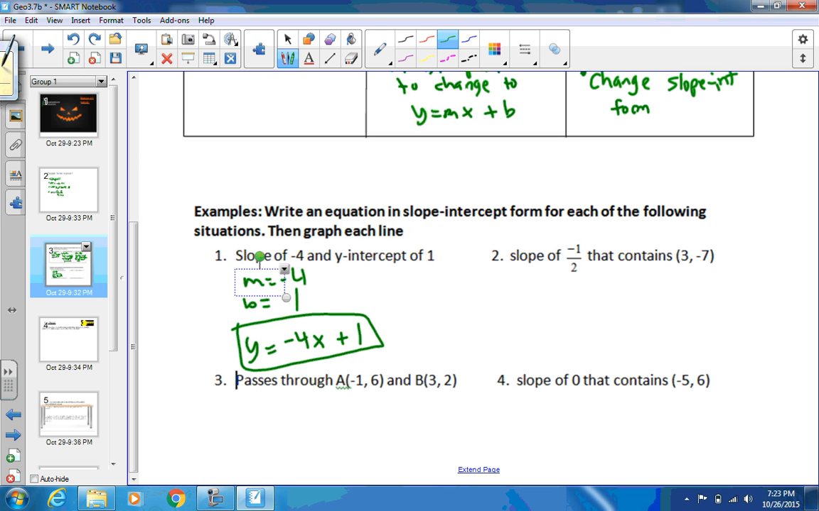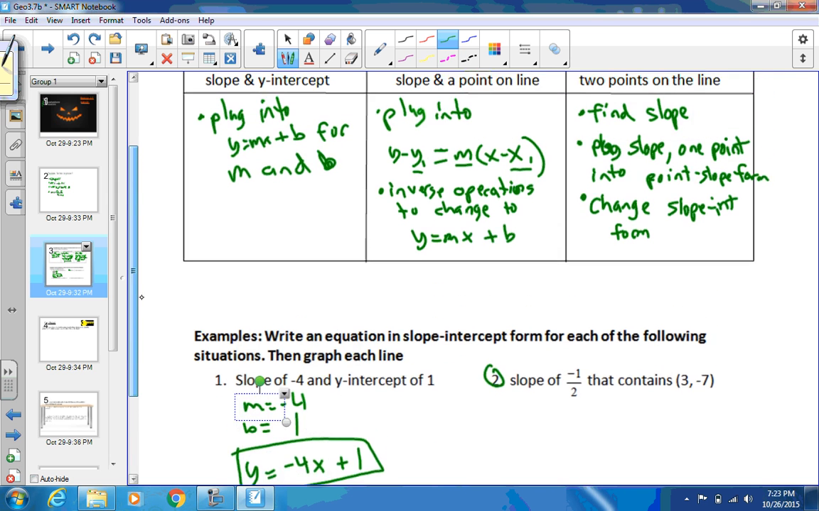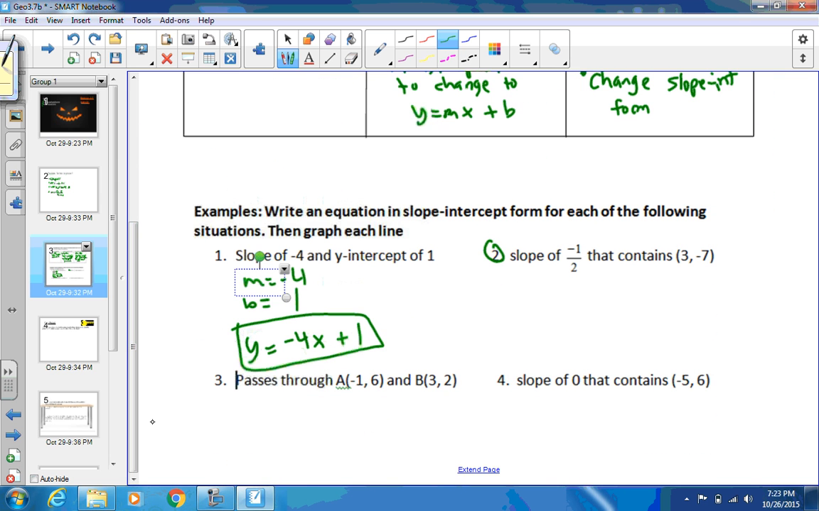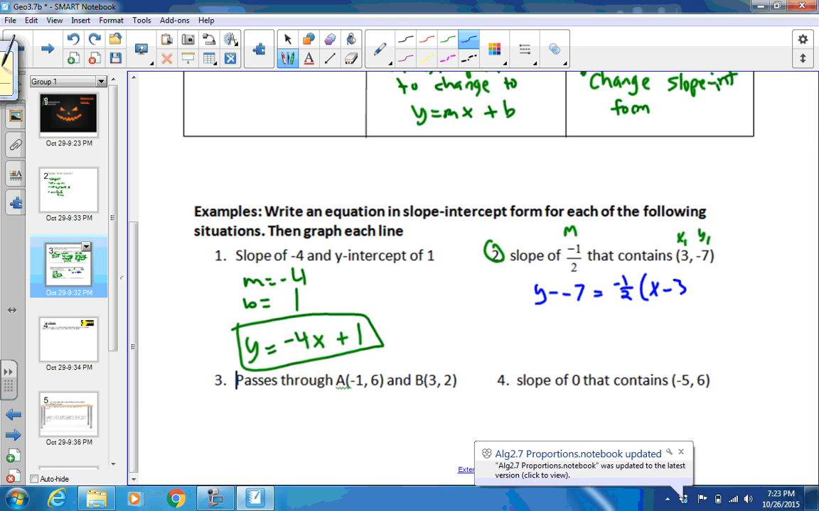All right, number 2 is actually one of the ones I was going to show you. I'm going to show you the way that's up here first. We have the slope and a point. So we're going to plug in, this would be m, this would be x1, y1. So we're going to do y. Well, we're going to erase that, make it look better. I'll use blue now. We're going to use y minus -7 equals -1/2 times x minus 3.